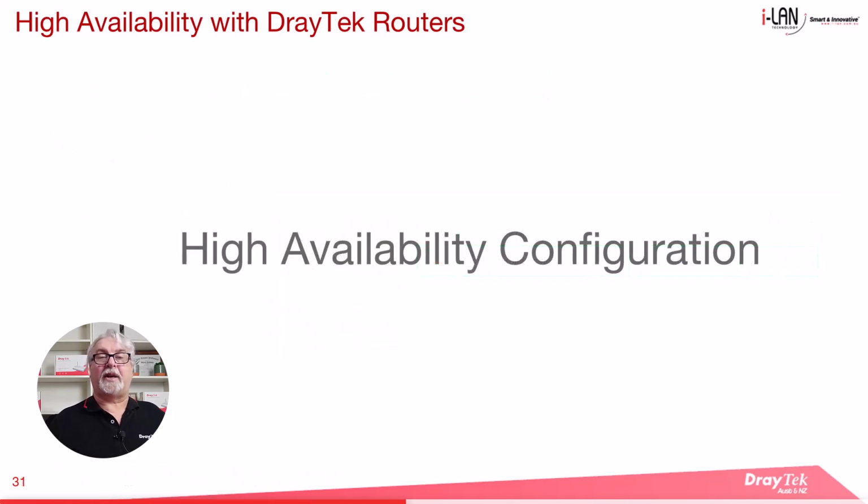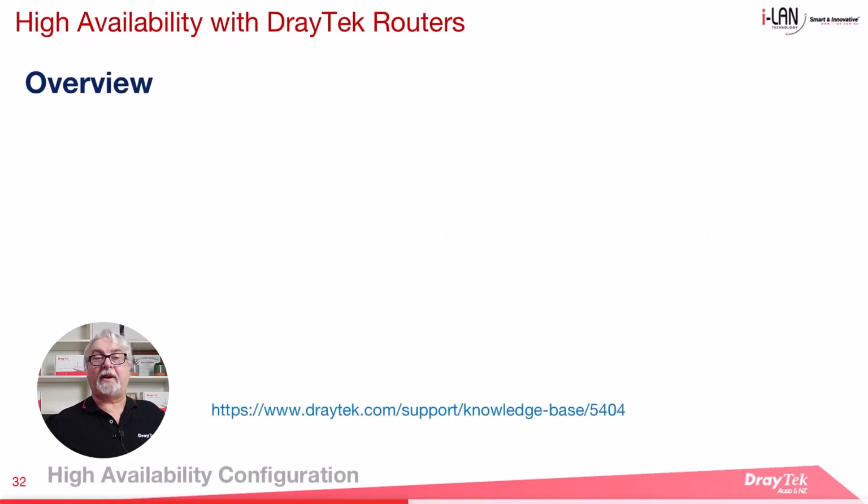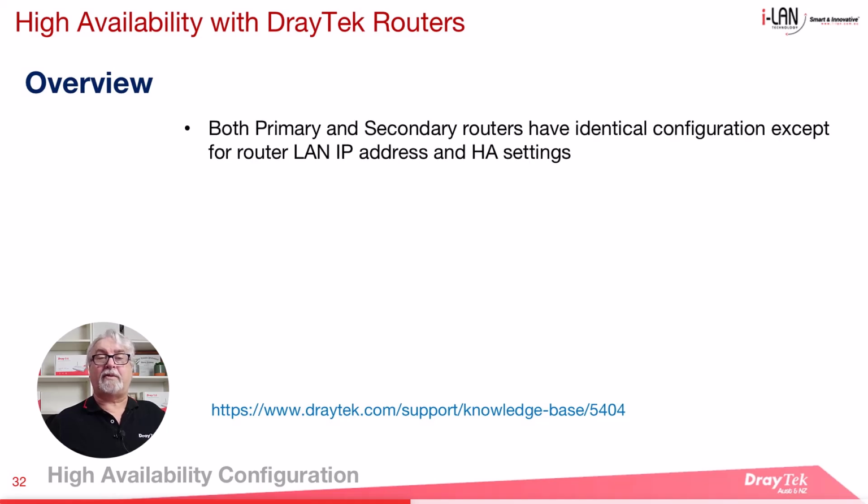Now let's take a look at the steps to set up high availability. The steps to configure high availability are as follows. First, note that the primary and secondary routers will have almost identical configurations except for the LAN IP addresses of the routers and the high availability settings, which must be set up differently.